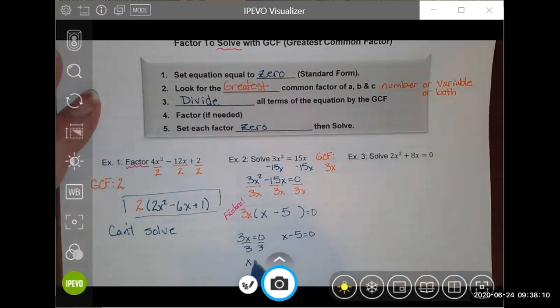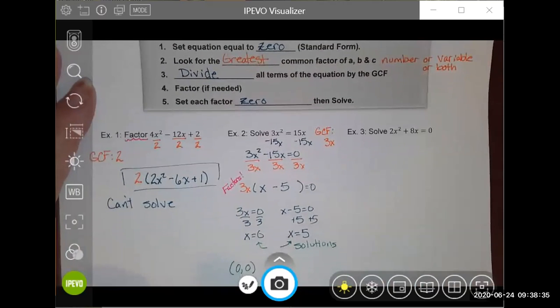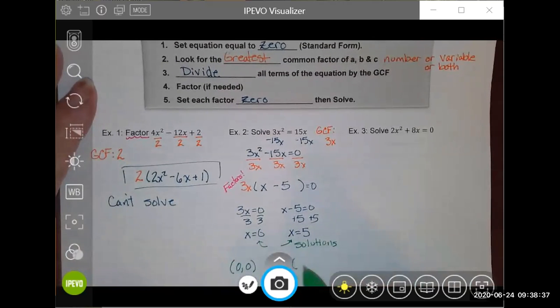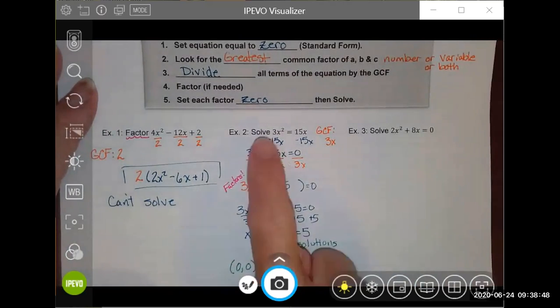Anything divided by 0 is just 0. And if I add 5 to both sides here, I end up with x equals 5. These are my 2 solutions. And if I wanted to think about them graphically, one side of my parabola is going to go through the point 0, 0. The other side of my parabola is going to go through the point 5, 0. Kind of scrunched them together there. These are the 2 roots, the zeros, the solutions, the x-intercepts for this quadratic function.